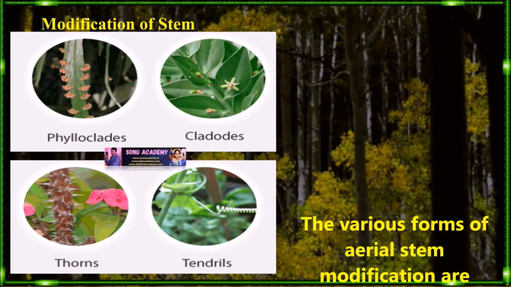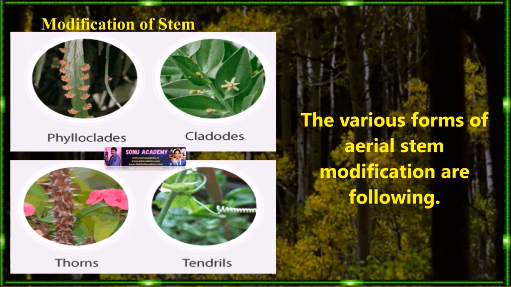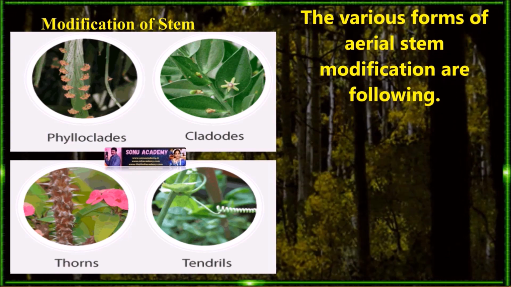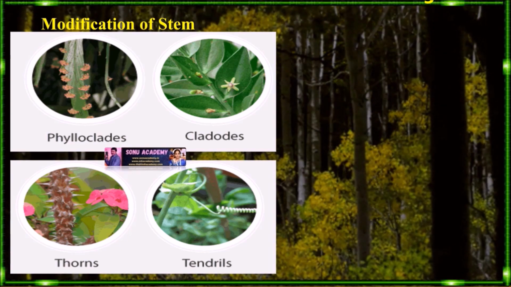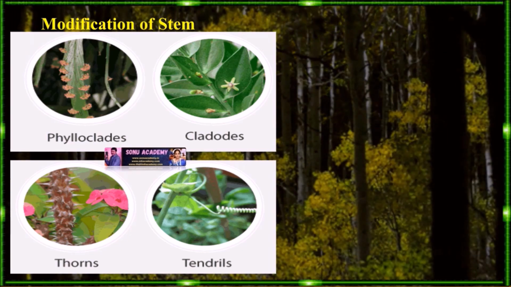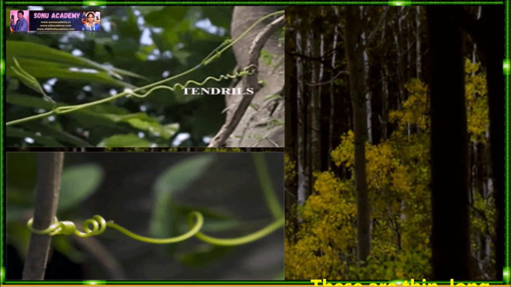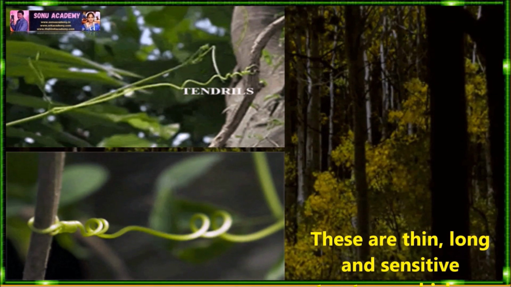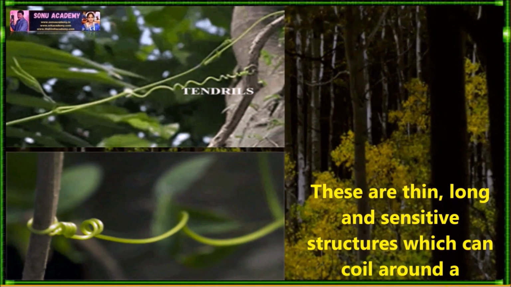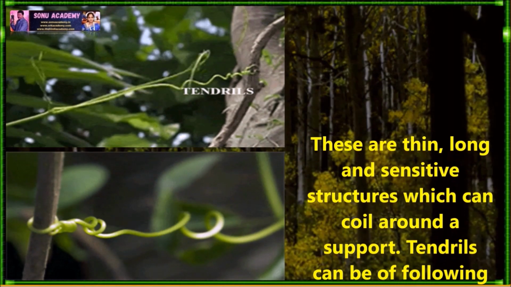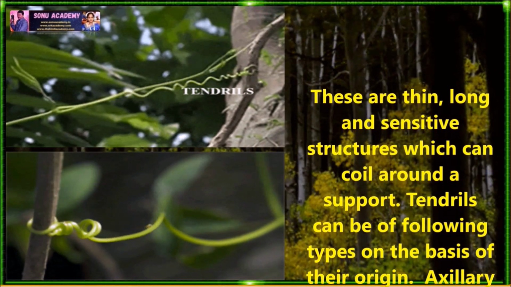Let us discuss the modification of stem. The various forms of aerial stem modifications are as follows. First one is stem tendrils. These are thin, long and sensitive structures which can coil around a support.